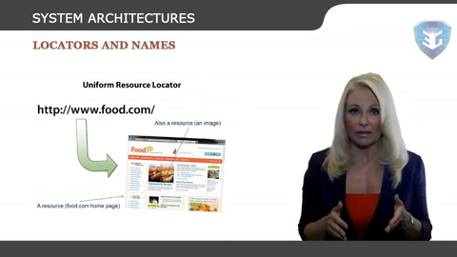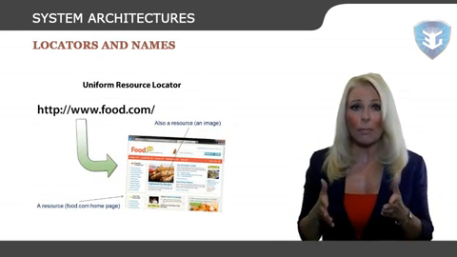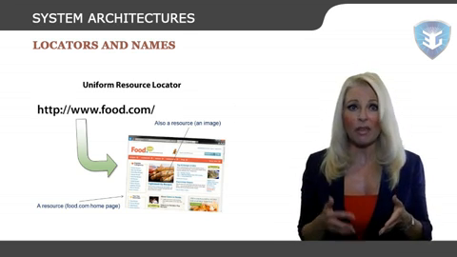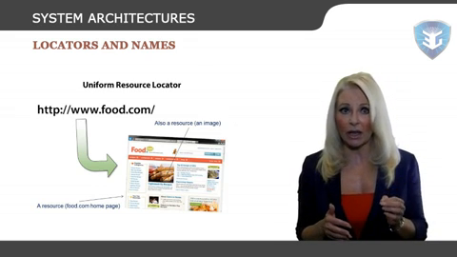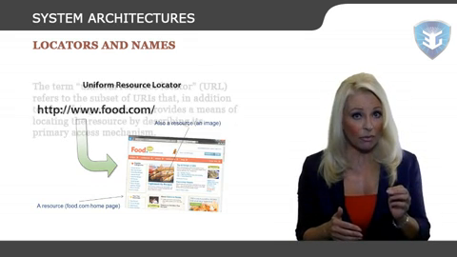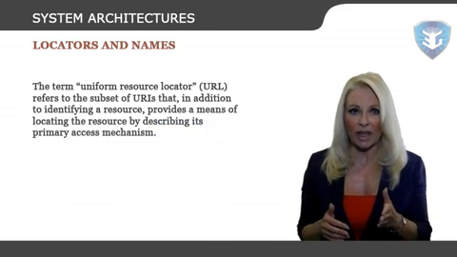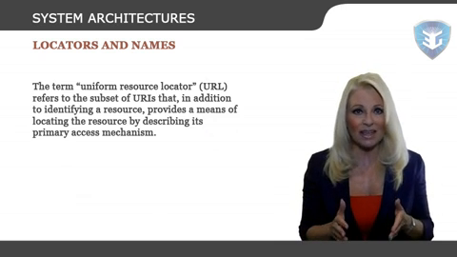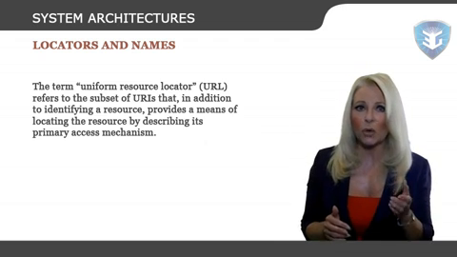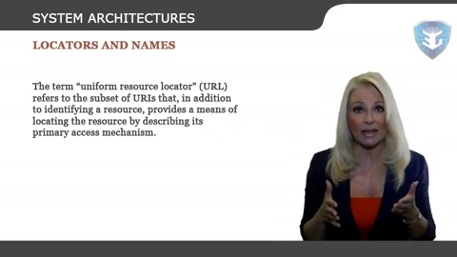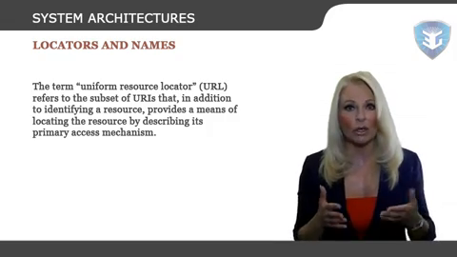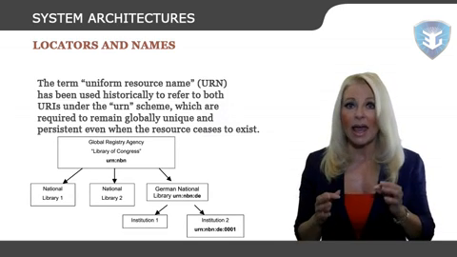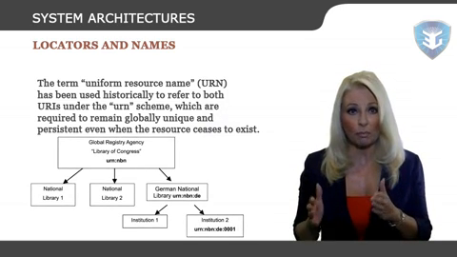Let's understand about locators and names. Naming and locating, for example library resources, are both complex activities which have different aims. A URI can be further classified as a locator, a name, or both. The term Uniform Resource Locator, URL, refers to the subset of URIs that, in addition to identifying a resource, provides a means of locating the resource by describing its primary access mechanism. Example: its network location. The term Uniform Resource Name, URN, has been used historically to refer to both.